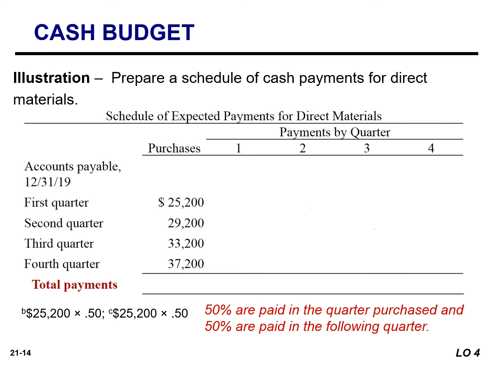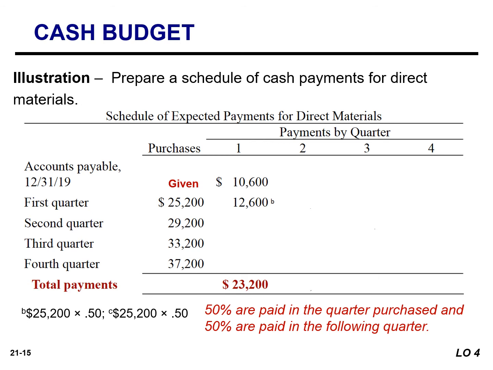In the first quarter, Hayes pays the balance of its beginning accounts payable balance of $10,600. It also pays the $12,600, which is 50% of the first quarter purchases of $25,200. The total payments in the first quarter are $23,200.